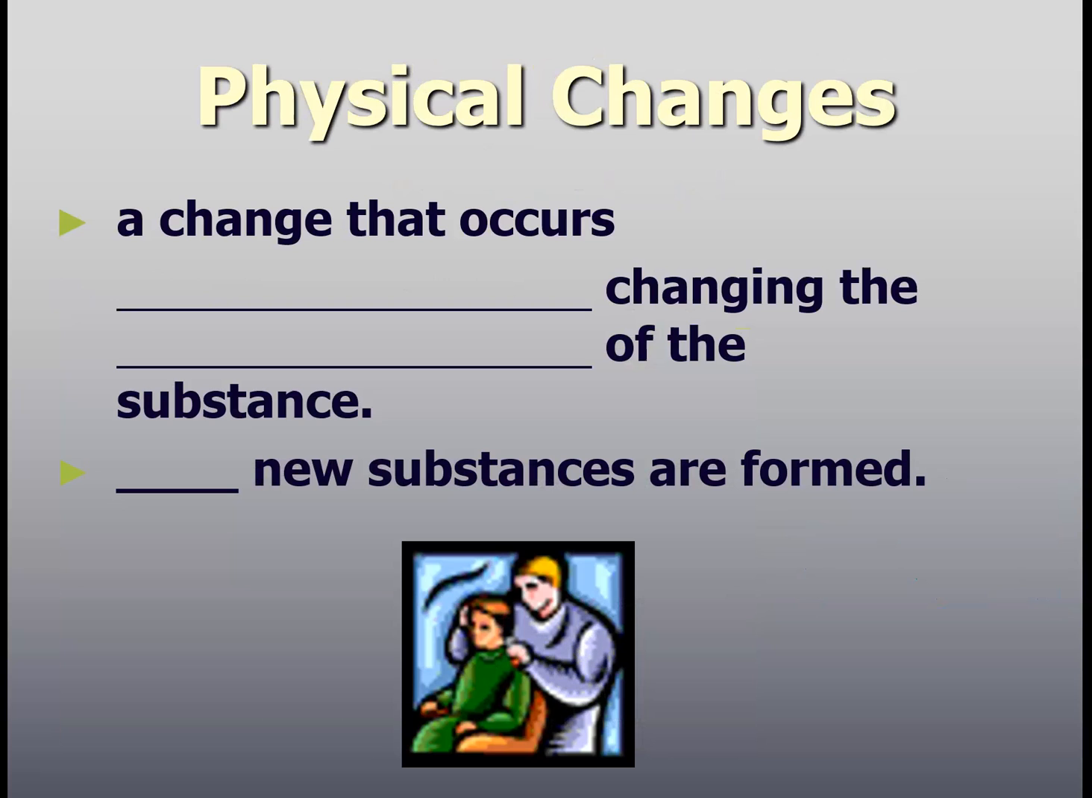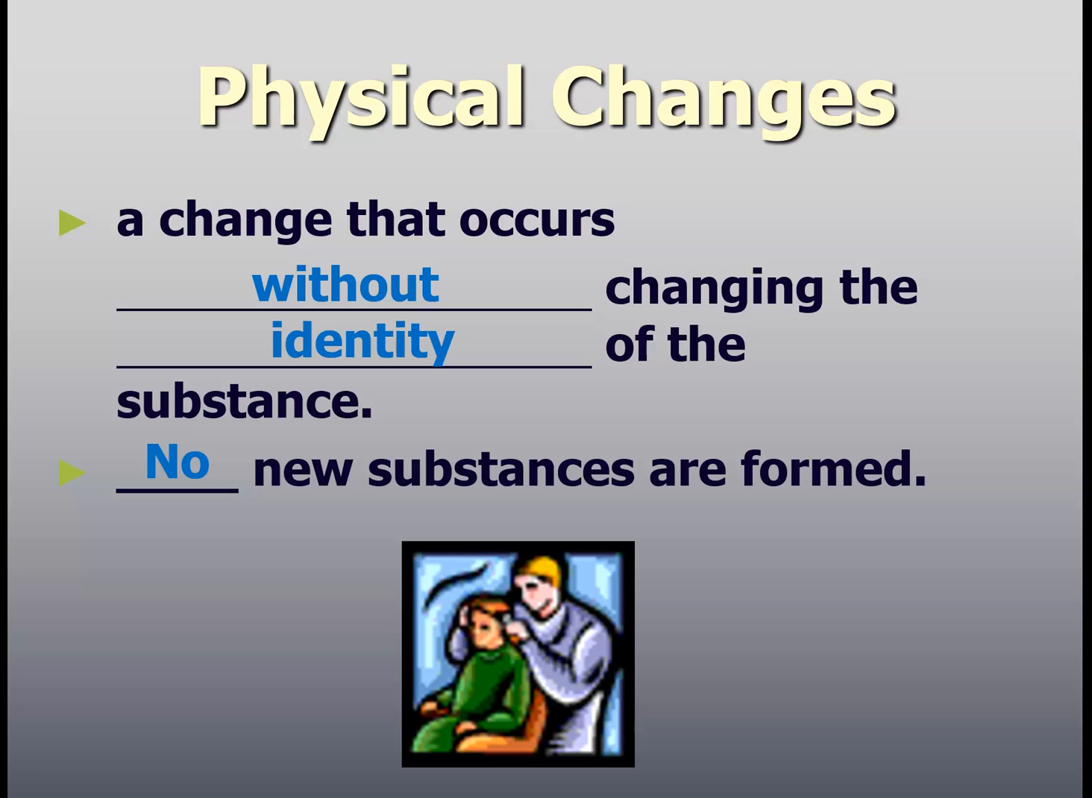So let's look at physical changes. A change that occurs without changing the identity of a substance. That is a physical change. No new substances are formed. So even though you might cut your hair, does your hair actually change its identity or change its object? It doesn't. If you cut your hair, what's laying on the floor is still hair. So there's no new substance formed.